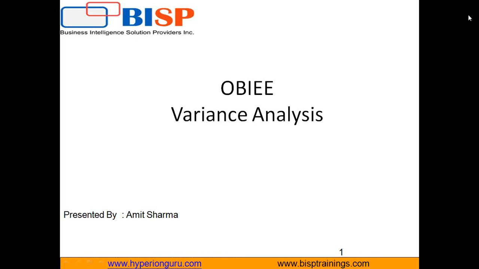My name is Amit Sharma and today we are going to see an interesting analysis called variance analysis in OBIEE. So variance could be the difference between two data elements. In today's example we see the variance between your actual sales and target sales. I'm going to display this variance analysis.